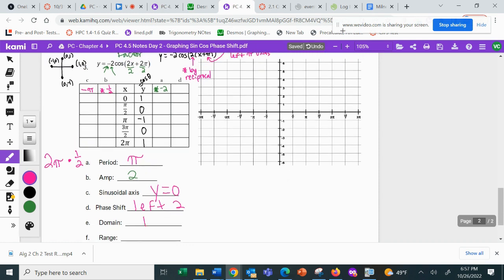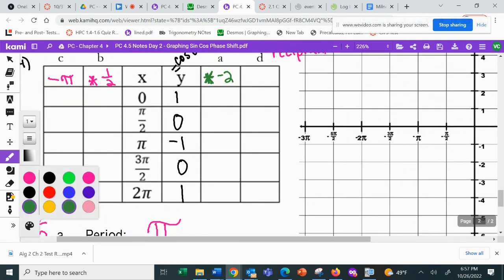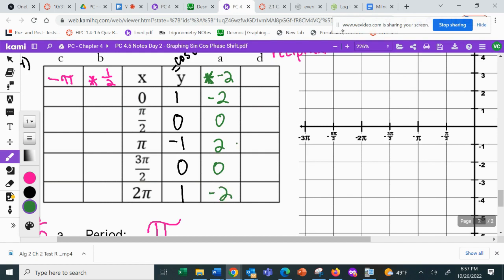Domain is always going to be all real numbers. The range, I don't like to get that until I've filled out my table because I need to know what the highest and lowest values are. So let's see. -2, 0, 2, 0, and then -2. So here we've got our highest value at 2 and our lowest value at -2. 0 is in the middle.